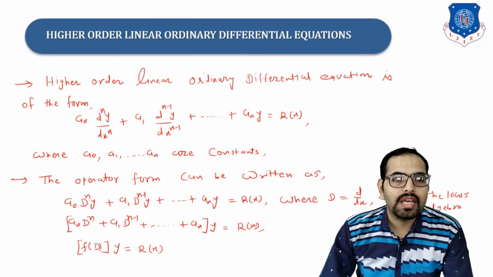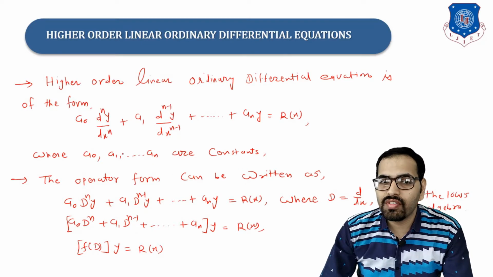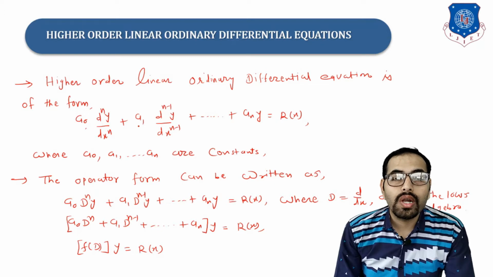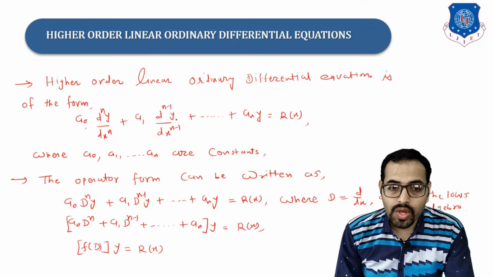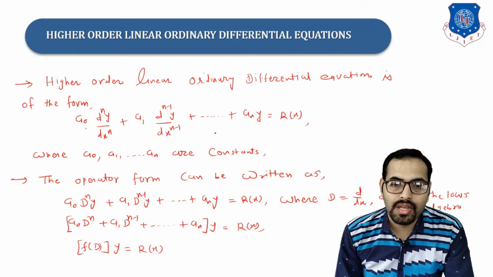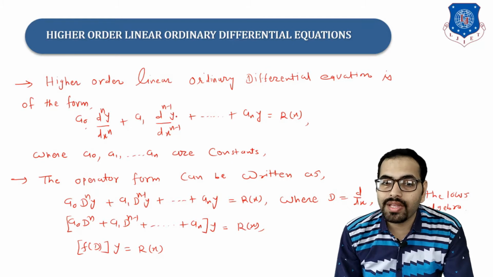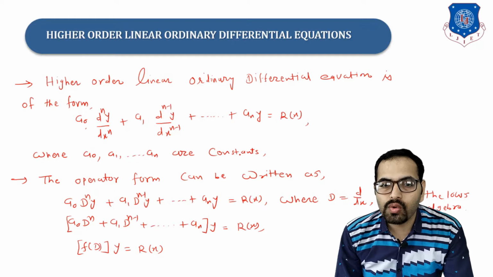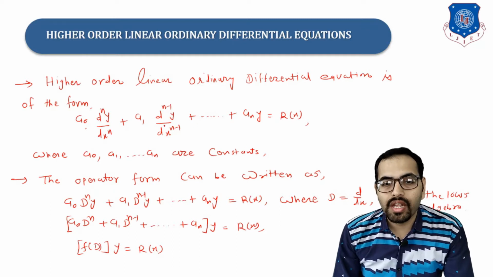Let's see. Firstly, what is a higher order linear differential equation? A higher order linear differential equation is in the form a0 d raised to n y by dx raised to n plus a1 d raised to n minus 1 of y upon dx raised to n minus 1 plus and so on plus an y equal to r of x, where r of x is a function of x and a0, a1, a2, a3 up to an are arbitrary constants.